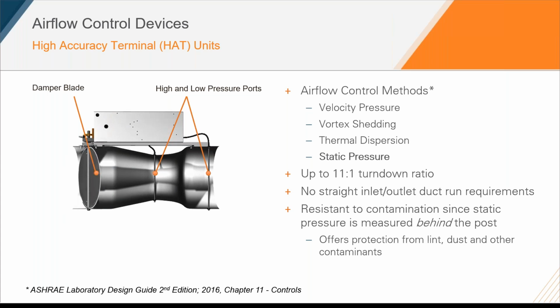First, it allows us to increase the turndown ratio, which means this valve can now achieve lower flows that we can still control accurately, and likewise achieve a bit of a higher flow range. So you're going to see here about 11-to-1 turndown ratio. The second thing this allows us to do is, depending on the technology you're utilizing, in this case being static pressure, we don't require any straight inlet or outlet duct run requirements.